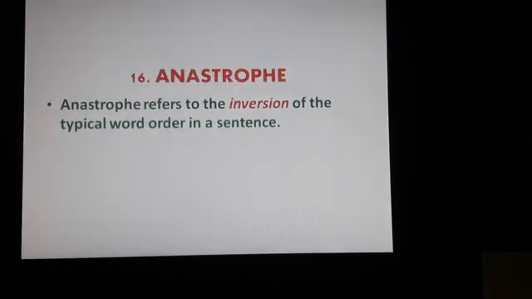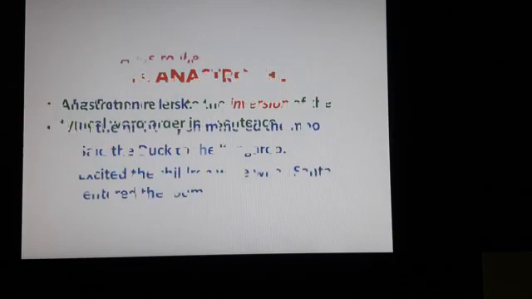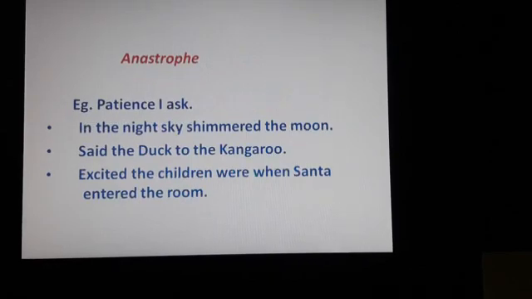Next figure of speech is here anastrophe. Anastrophe refers to the inversion of the typical word order in a sentence. You will see in the example, the order of the sentence is something very typical. Example, patience I ask. Are you understanding? Patience I ask. Usually how we will write, I ask patience. Okay, it's called anastrophe. In the night sky shimmered the moon. You see, and the sentence would be, in the night sky the moon shimmered.